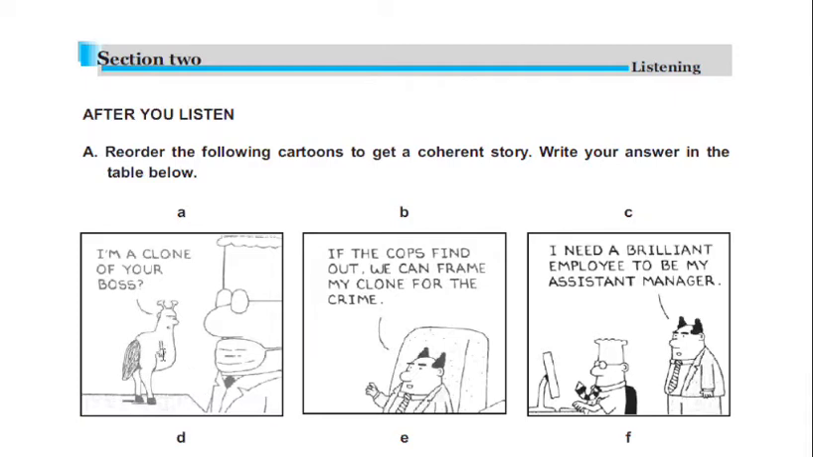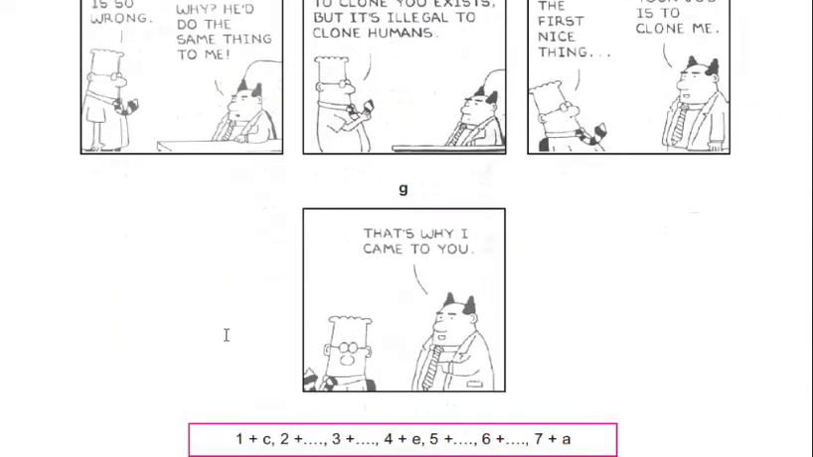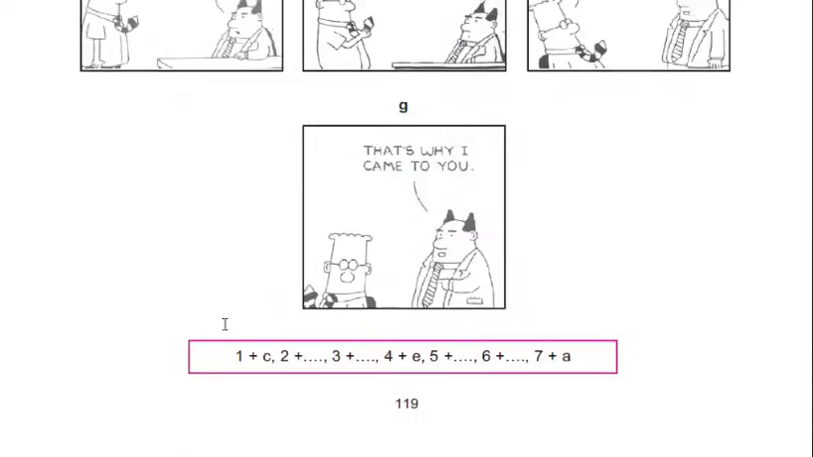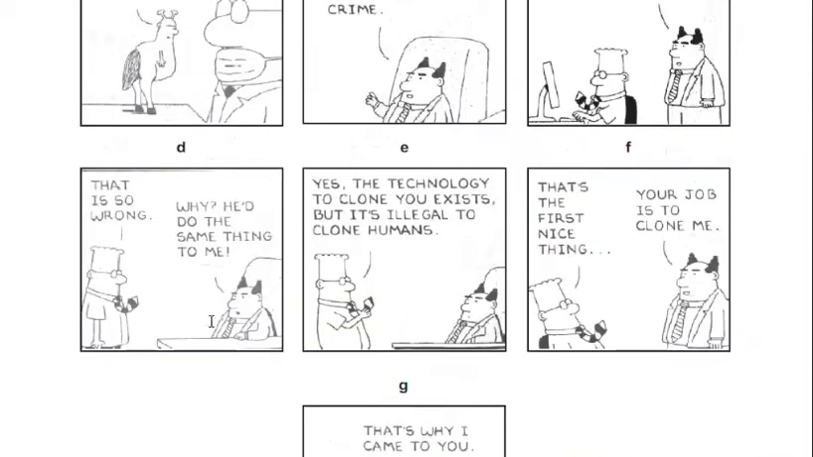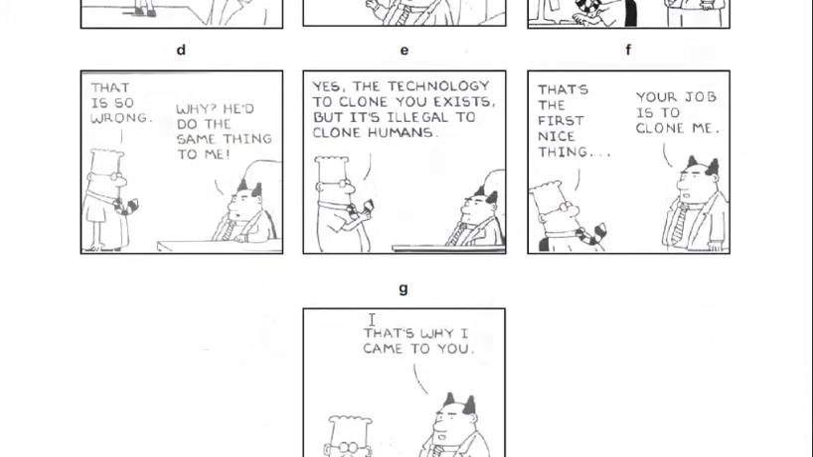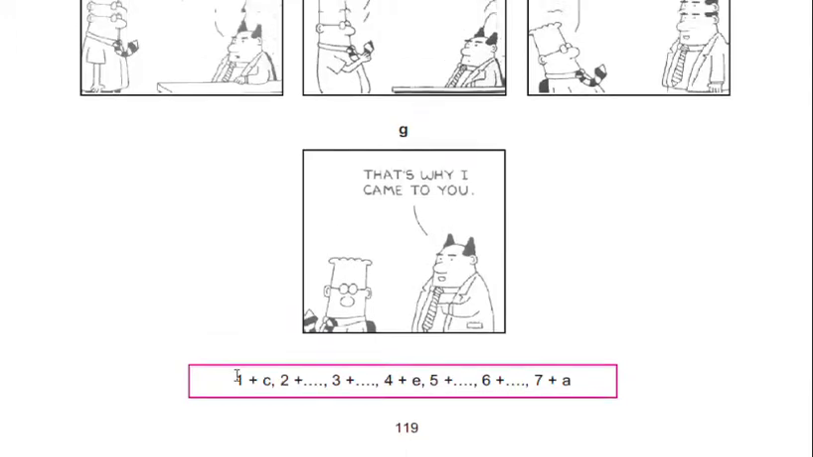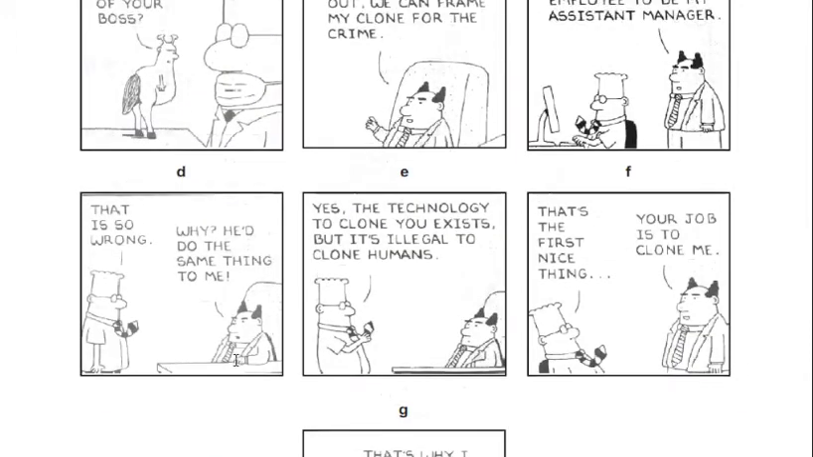Next, we're having a set of cartoons that are used to explain the possible outcome of cloning humans. Reorder the following cartoons to get a coherent story. Write your answer in the table below. That is the table we have in here. So we got the first one already done. That is 1C. So C is the first.